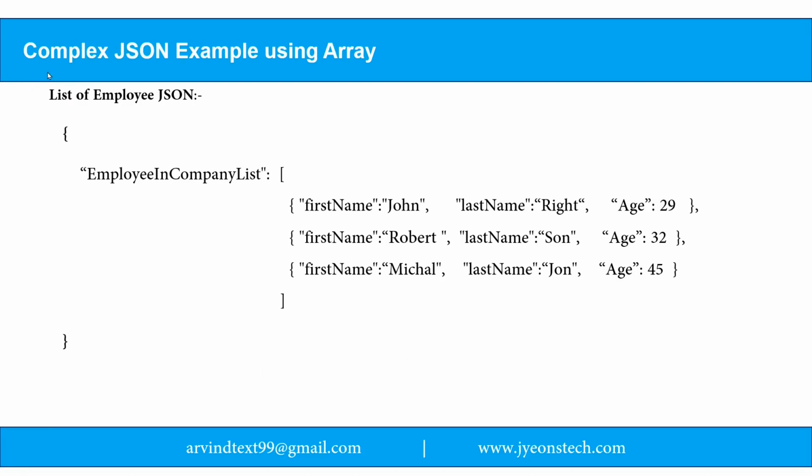Okay, so let's see a complex JSON example using an array. This JSON has the list of employees working in a company. So this is the list of employee JSON. I have written here employee in the complete list. It's in the format of an array, that is called square braces. These are complex types. It comes under braces. First name has the value of first name, last name, and age as numeric. These three employee records come under the array format. So this is a complex example for you.